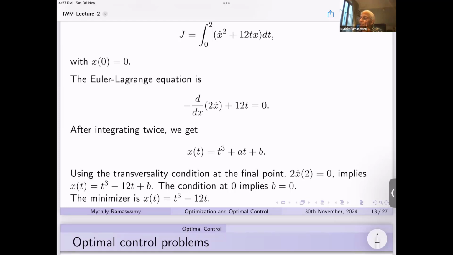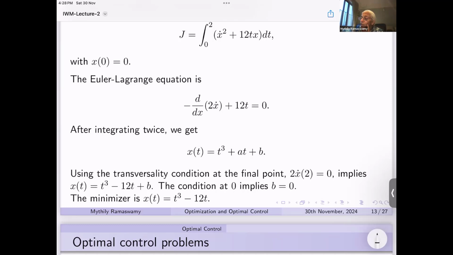So I have x. So I calculate x dot of t. x dot of t will give me 3t square minus 12. Sorry, 3t square plus a. And 3t square plus a, I evaluate it at 2 and I put it to 0 and then I get the calculation from here. So that will settle a. A can be found using the transversality condition at the free endpoint.